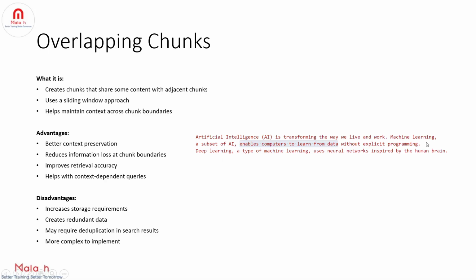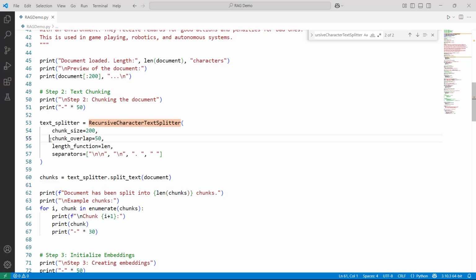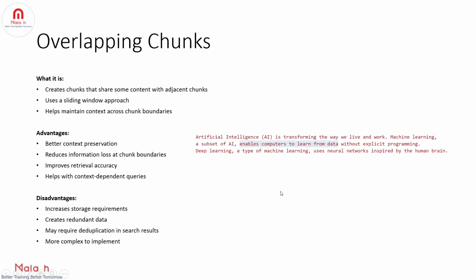For example, let's see our code. If you notice here, we have used an overlapping size of 50. This is a user defined parameter, and depending on your input document, you have to pick this parameter by trial and error. So this may or may not work for varying input documents. That is one of the disadvantages of using overlapping chunks.